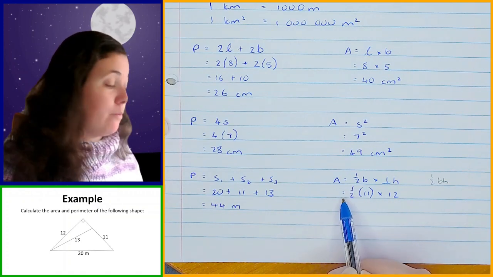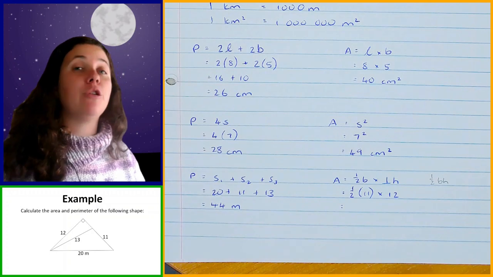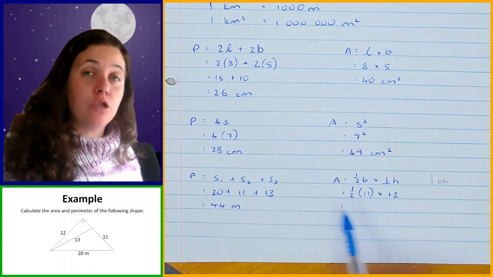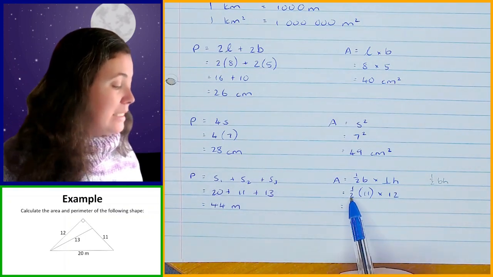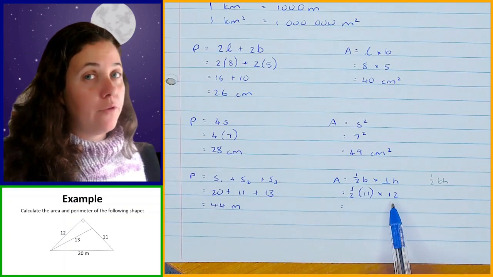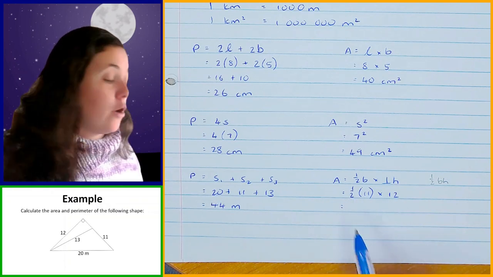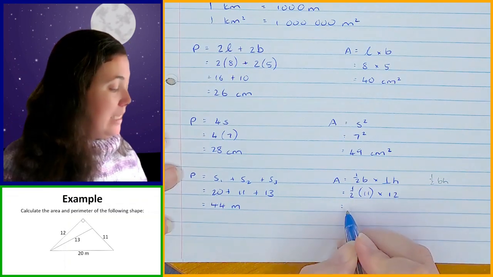The half you can apply, you can remember multiplication is commutative. You can move these things around. You can apply the half to any of it. You're multiplying them all together. So I can say half of 11 or I can say half of 12, whichever is easier. In this case, half of 12 is easier because 12 is an even number. Half of 12 is 6 times 11 is 66.